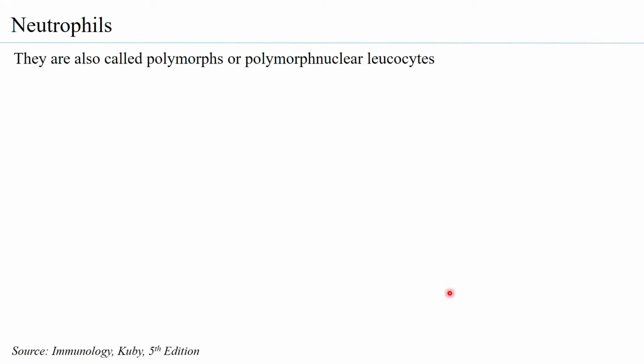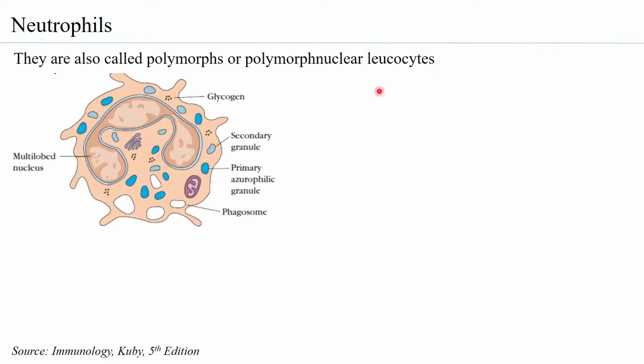Now, neutrophils are also called polymorphs or polymorphonuclear leukocytes. When you look at a neutrophil, one of the distinct things is that the nucleus is multi-lobed. And the second thing that is very prominent in neutrophils is the presence of different granules, okay? Of the different granules, some are primary granules and some are secondary granules.